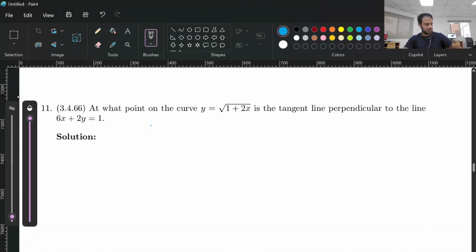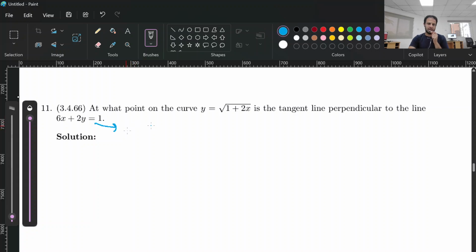Perpendicular means the angle between them is 90 degrees. Yes, the multiplication of the two slopes, I think, is -1, right? Yeah, exactly. You are right. So first, you need to find the slope of this line, right?